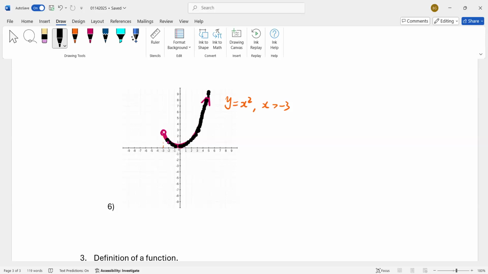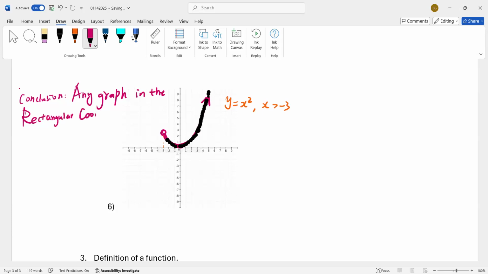Yeah. Okay, so let me write down a conclusion here. Very important. Please write this down. Any graph in the rectangular coordinate system is a relation.